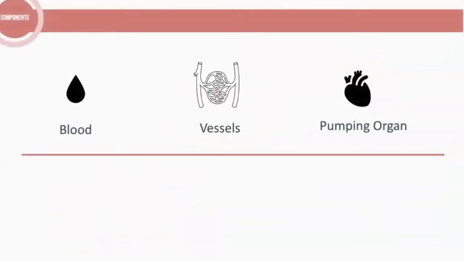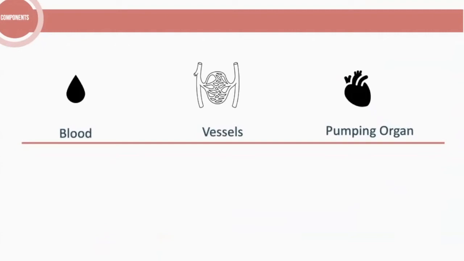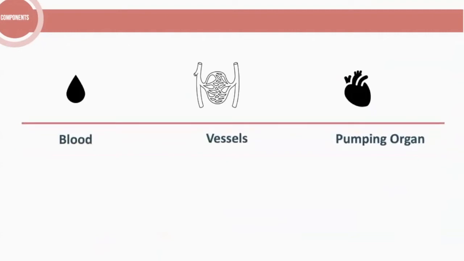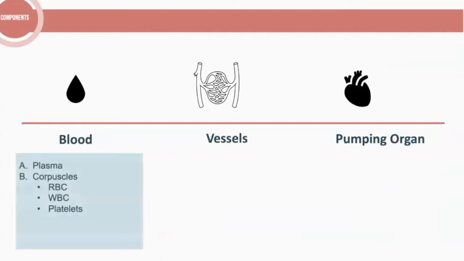Okay, so most of our discussion will focus on this branch, on the components. Here we have three major components: the blood, the vessels, and the pumping organ. Because we will discuss a lot of things about these components, I will further give you a breakdown of the subtopics. For the blood, we will be discussing the two major components of the blood. First, your plasma. Second is the corpuscles or the blood cells. So we have the RBC, the WBC, and the platelets.